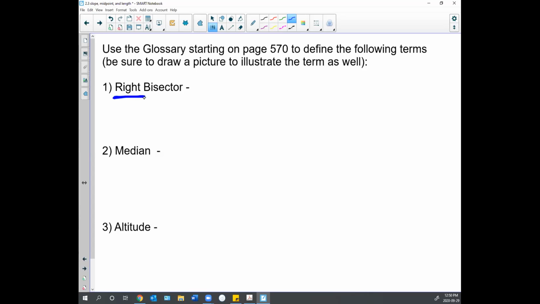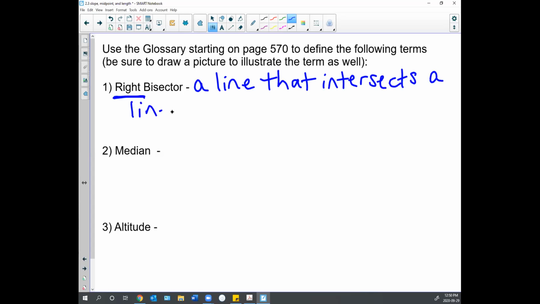Bi means two, and so it should be like a right angle plus two of something. Yeah, good, Joel. The prefix bi, like bicycle, means it has two wheels. So bisect means it cuts it into two equal portions. So a right bisector is a line that intersects another line at a 90-degree angle and goes through the midpoint.